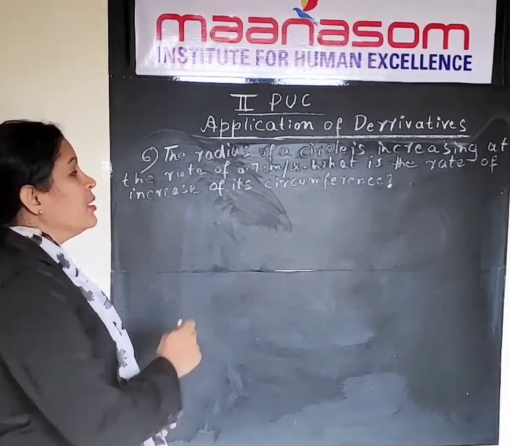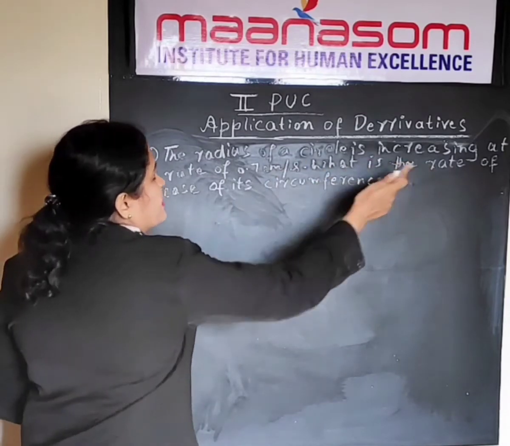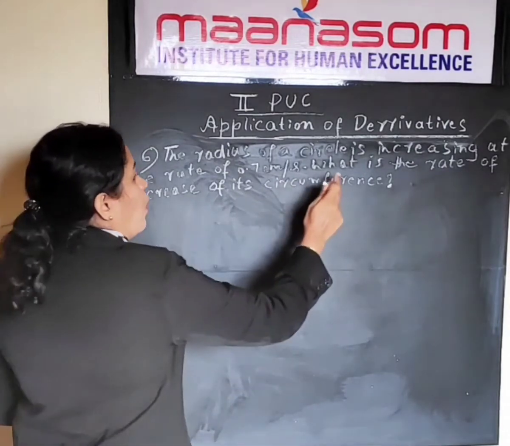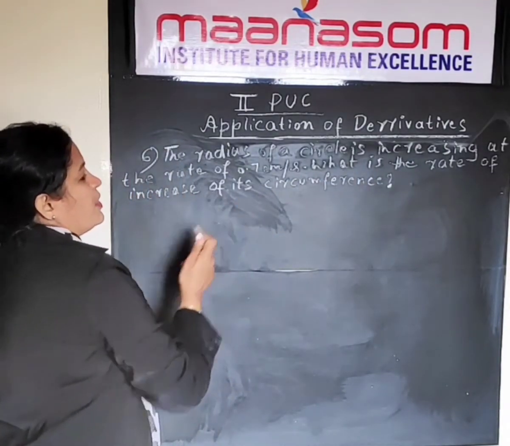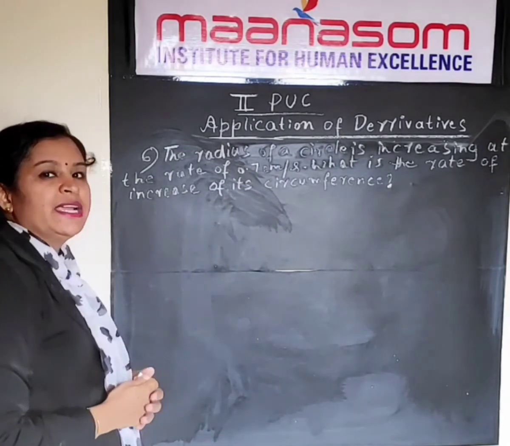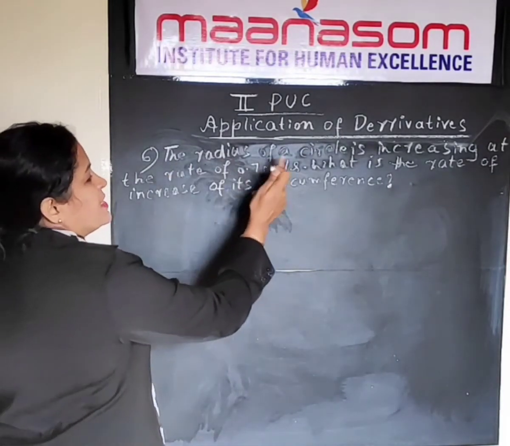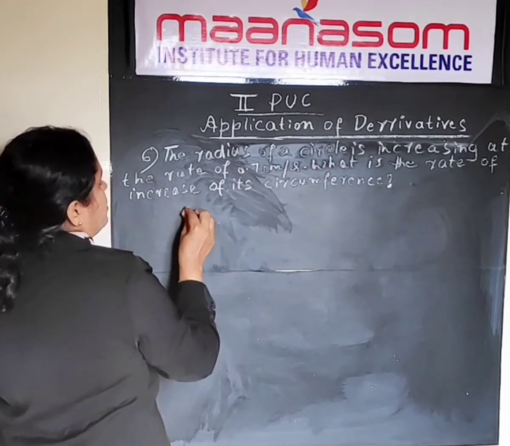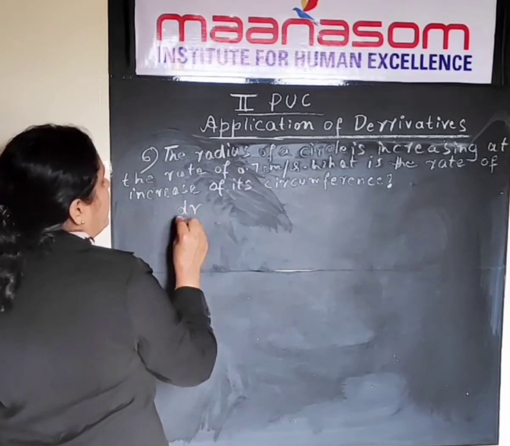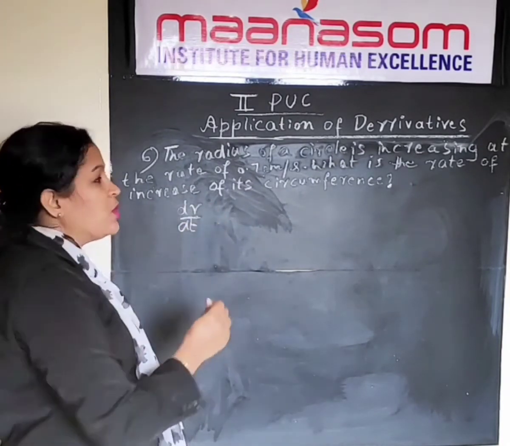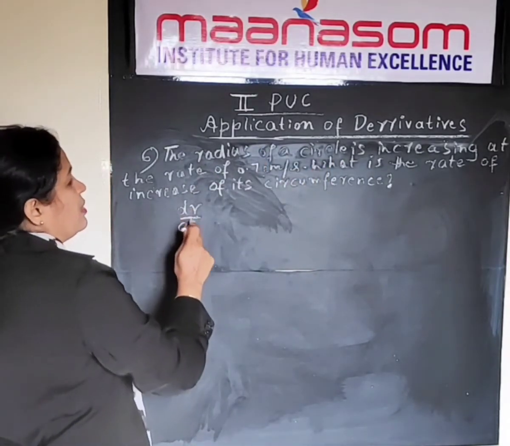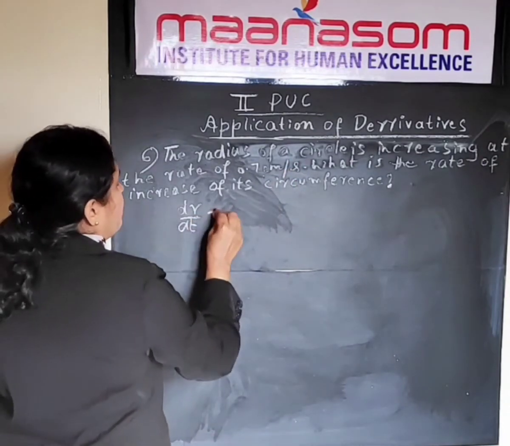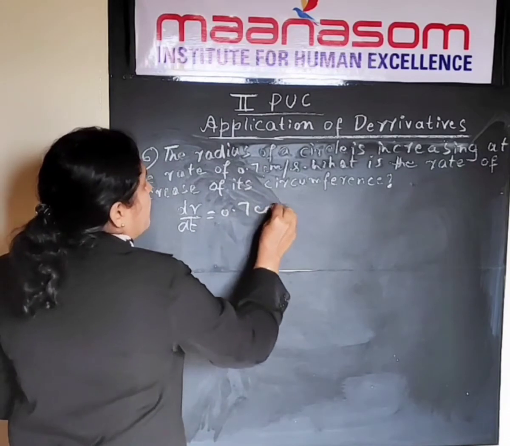Problem number 6. The radius of a circle is increasing at the rate of 0.7 centimeter per second. What is the rate of increase of its circumference? So first let us write whatever is given. The radius of a circle is increasing at the rate of 0.7 centimeter per second. So we will have to write here dr by dt, because the radius of a circle is increasing. This is per second, that is time, it indicates time. So dr by dt will be equal to 0.7 centimeter per second.